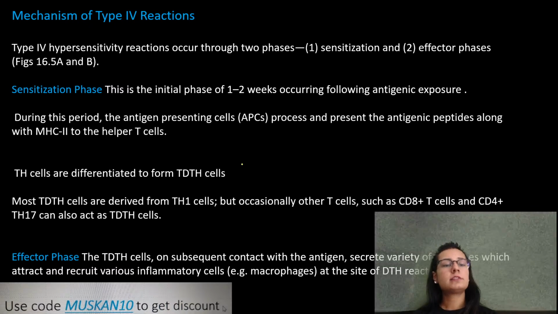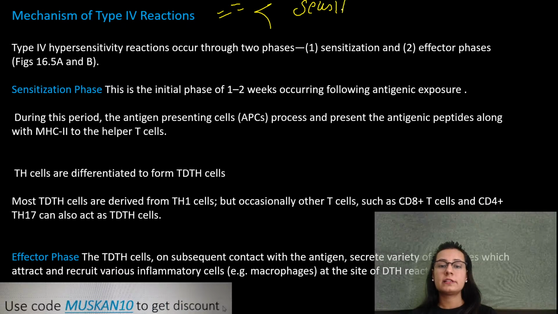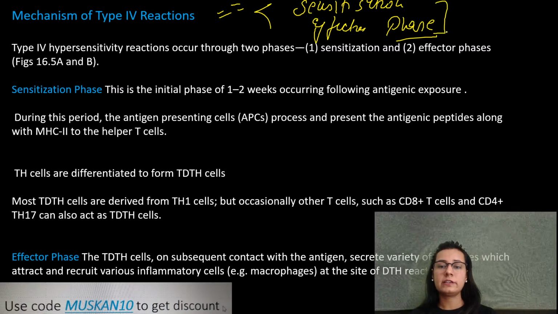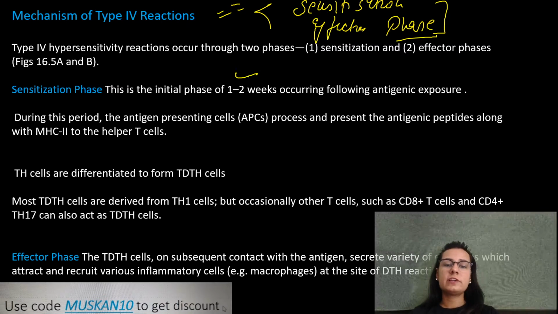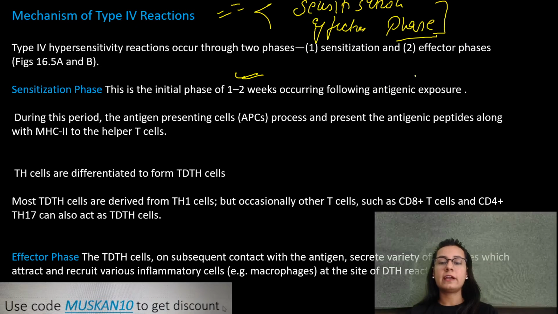Now coming to the last hypersensitivity, that is the type 4 reactions. This occurs in two phases, similar to type 1 reaction, that is the sensitization phase, and another is the effector phase. Now sensitization phase, this is the initial phase of 1 to 2 weeks following the antigen exposure.